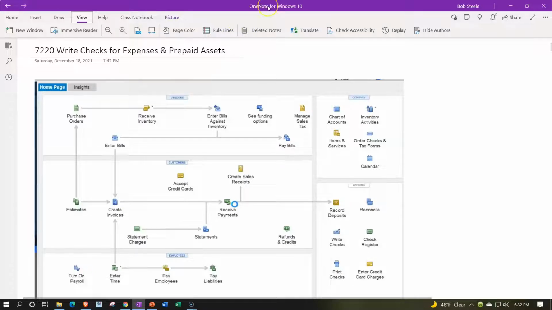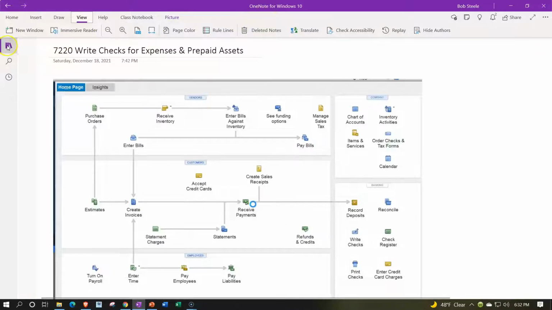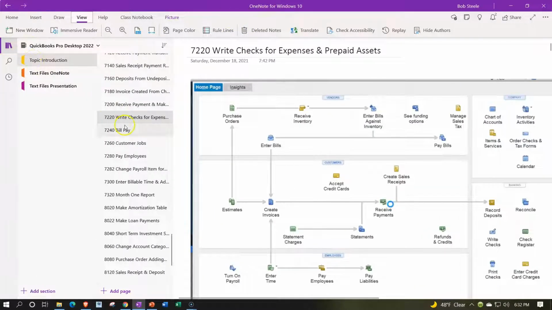If you have access to OneNote and would like to follow along, icon on the left-hand side, topic introduction 7220, write checks and expenses and prepaid assets tab. Also take a look at the immersive reader tool, topic introductions in the text area too, same name, same number, but with transcripts. Transcripts can be translated into multiple languages, either listened to or read in them. Same name and number as presentations as well.